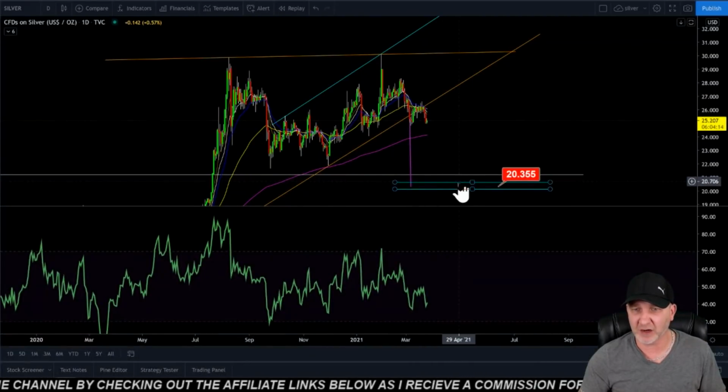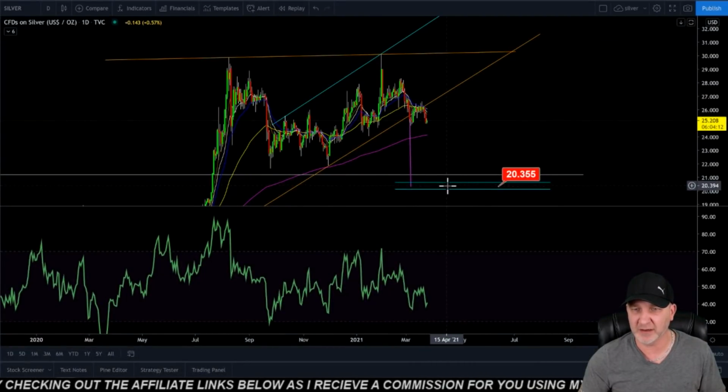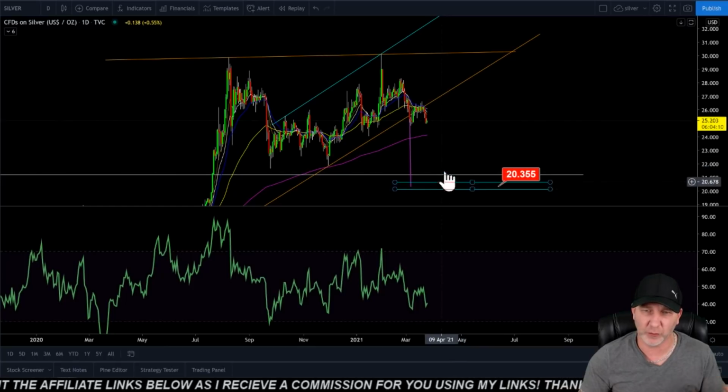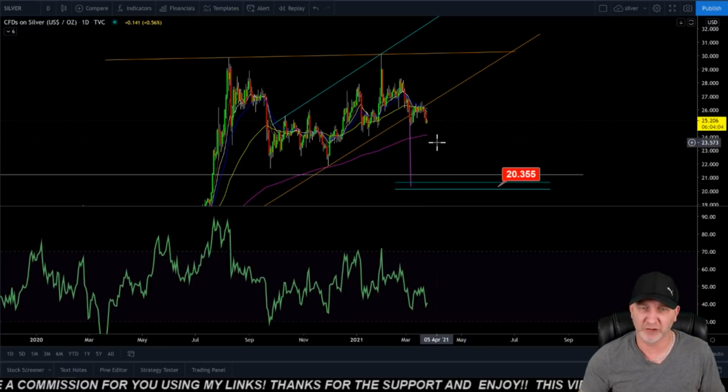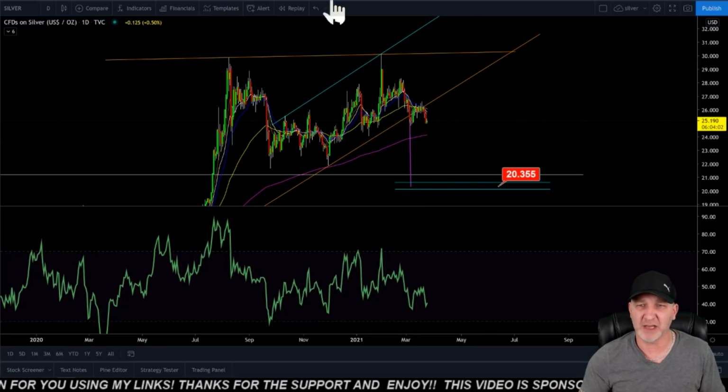Silver, still got our target of between $20 and $21 here in silver. I don't think this 200 EMA is going to hold very well here. We'll see what happens. But yeah, that's about it.